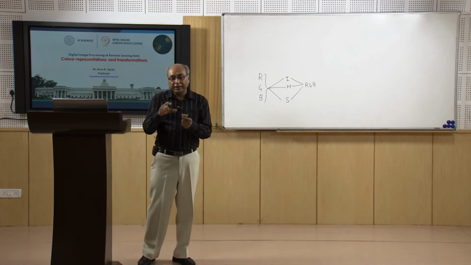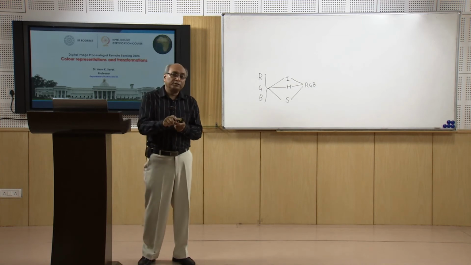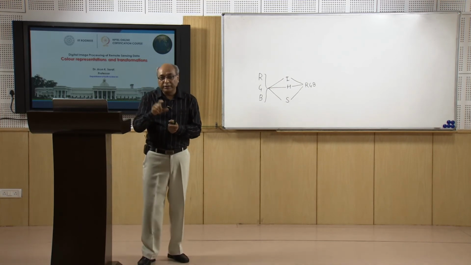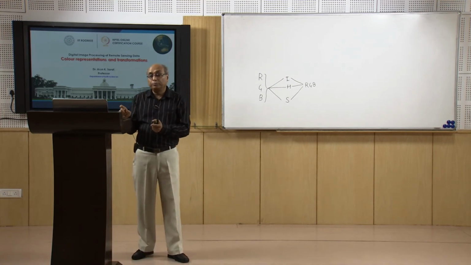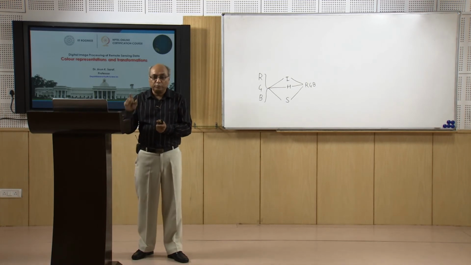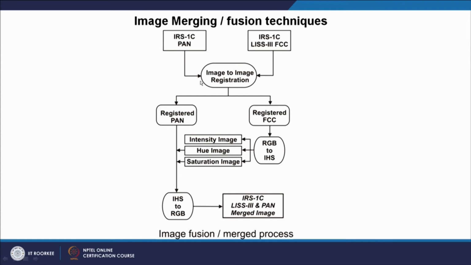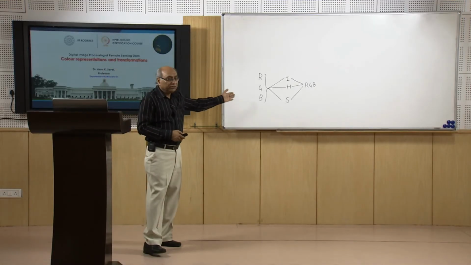Pan-sharpening means exploiting the higher spatial resolution data available with the panchromatic sensor, and mixing or merging that data with multispectral data which has relatively low spatial resolution. So the first step is image to image registration. Then the registered PAN image is kept aside, whereas the registered color composite or false color composite is split into three components: red, green, blue. That plane is projected to IHS, as also mentioned here.